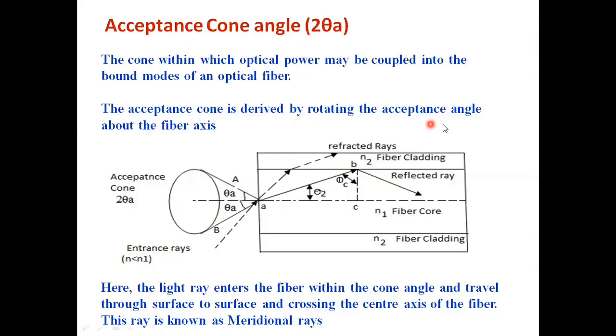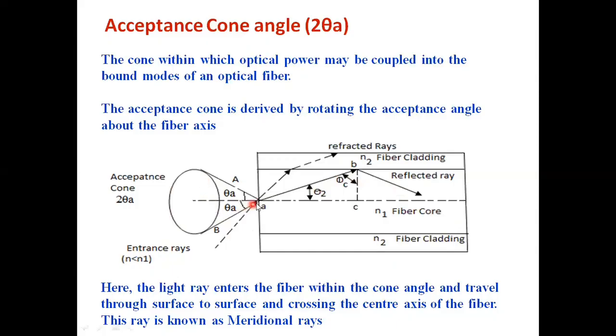It is defined as acceptance cone, which is derived by rotating the acceptance angle about the fiber axis, as shown in the diagram here. So the optical power, or optical light, enters into the fiber within the cone angle. The power can travel through the fiber based on total internal reflection.